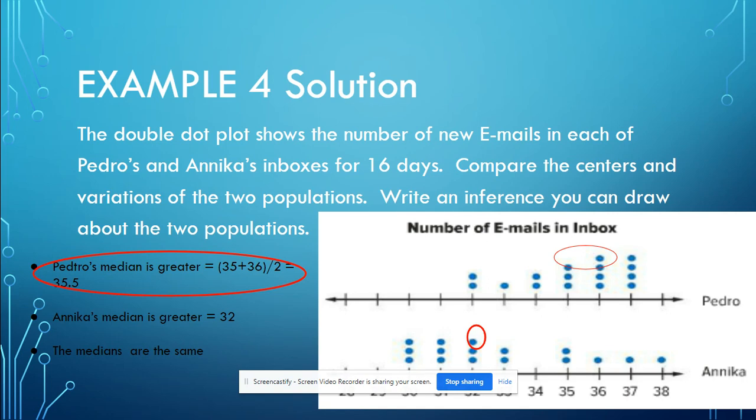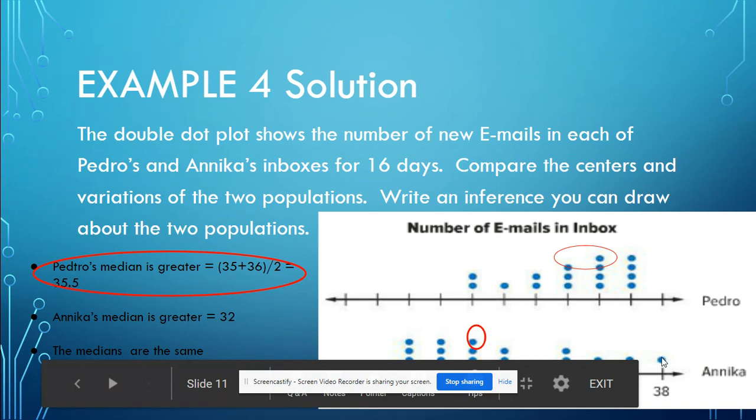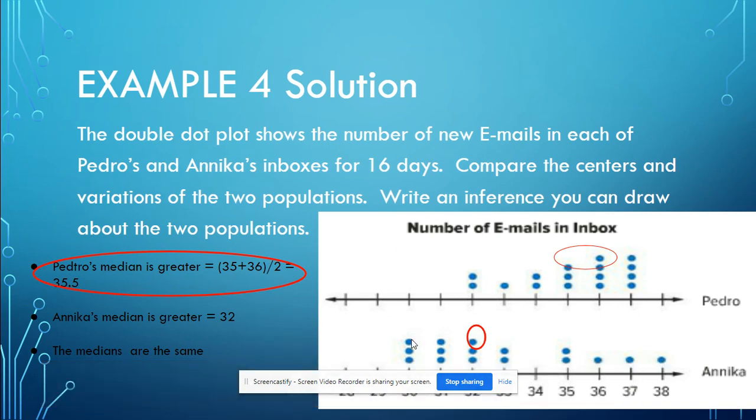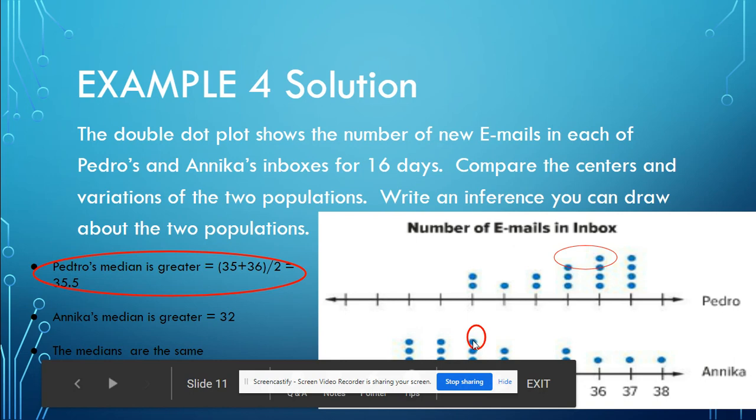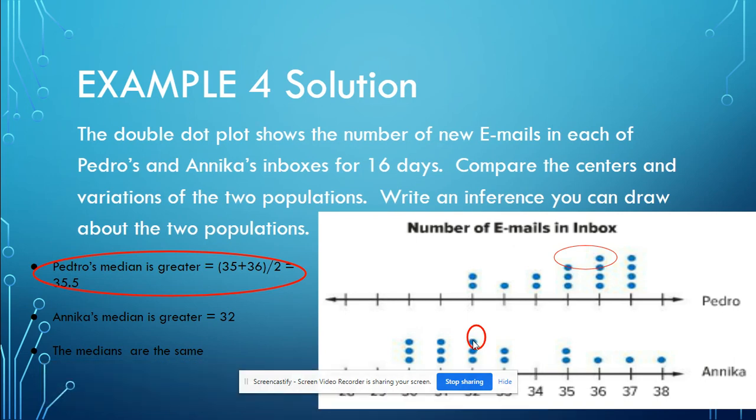Anika's are a little bit easier to see, but we do that same thing. We put our pencil here at 38, and then we also put a pencil here at 30, and we start counting in. So 1 on 1, 1 and 1, and you just keep moving in there, and then you'll end up at this dot right here, which is a dot for 32. So the median value for Anika is 32.